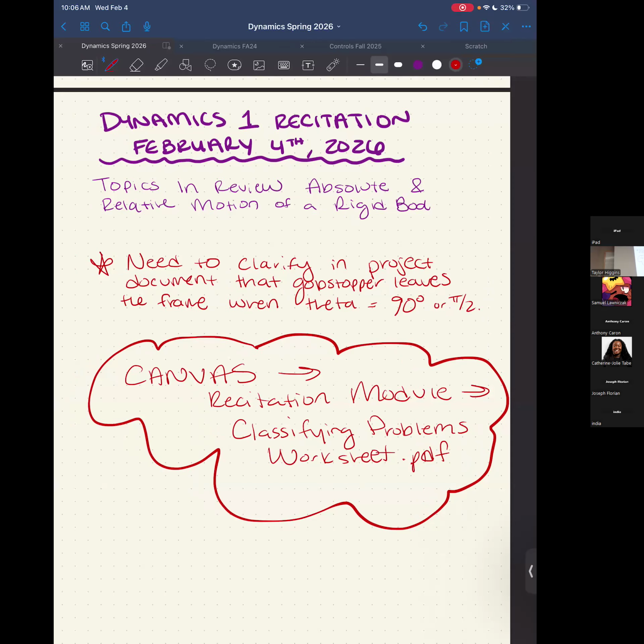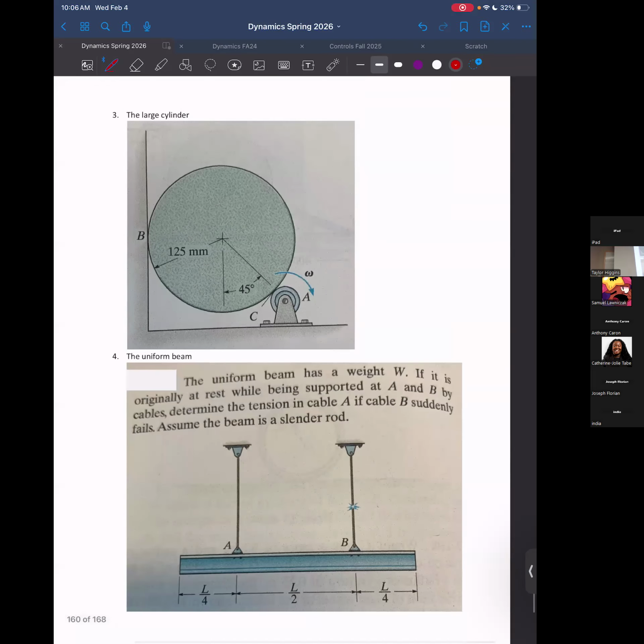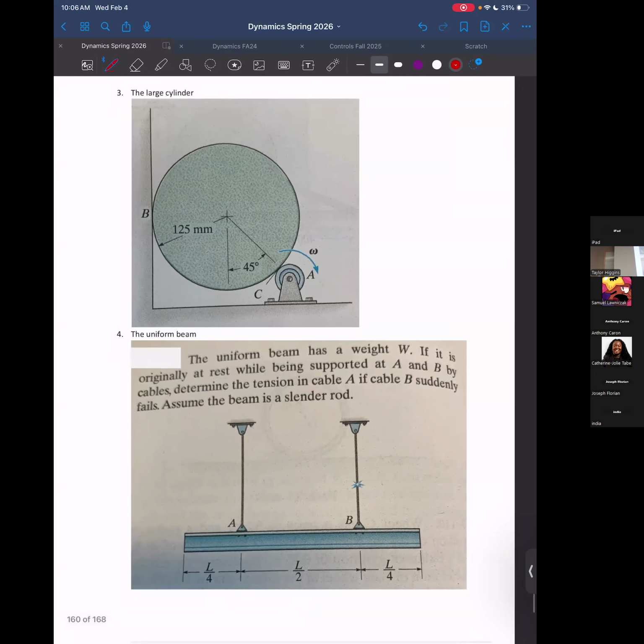I have a question, Dr. Higgins. Yes. In question number 4, are we assuming that the rod will not start swinging? The beam, yeah, that the beam will not start swinging. I don't think that is a wise assumption. Okay, thank you.